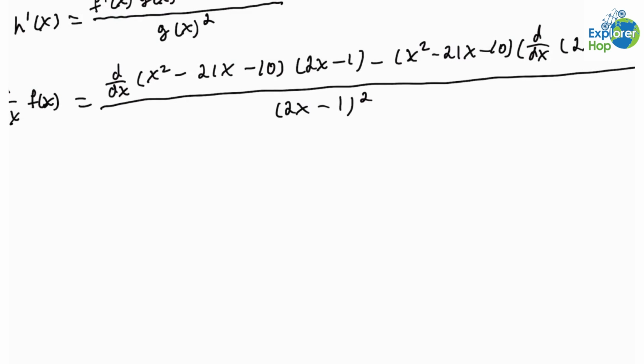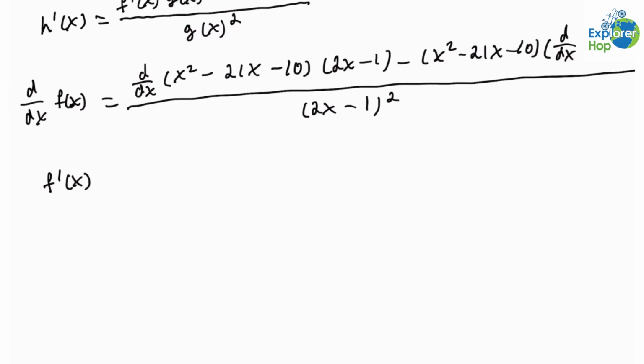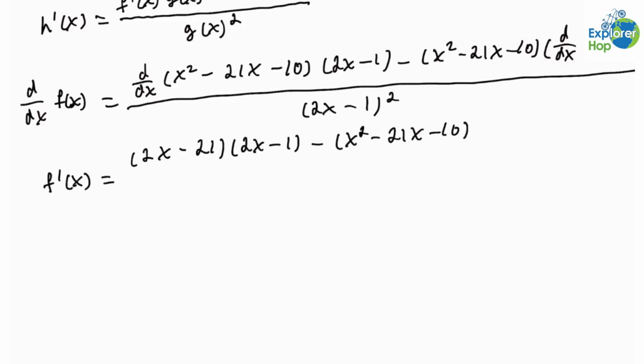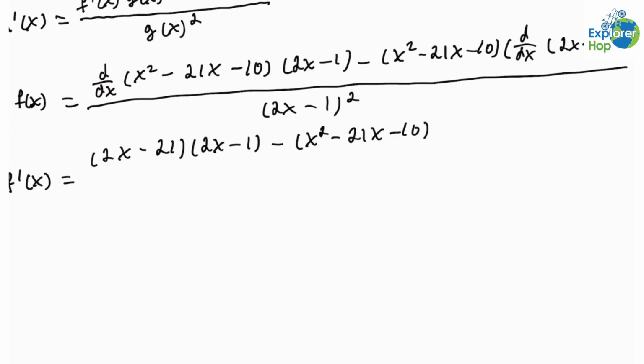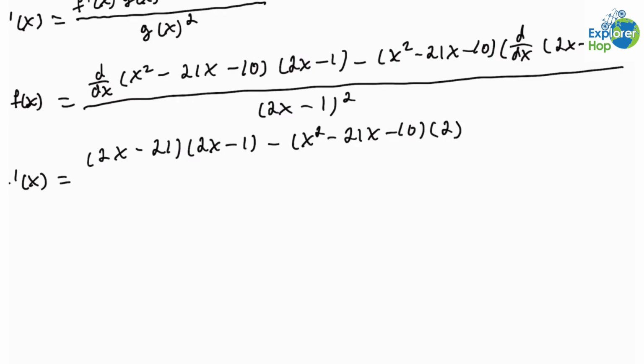So this means that the derivative of f of x, and we're going to write it like this now, is equal to the derivative of x squared minus 21x minus 10, which is 2x minus 21, times 2x minus 1, minus x squared minus 21x minus 10, times the derivative of 2x minus 1, which is equal to 2, all over 2x minus 1 squared.